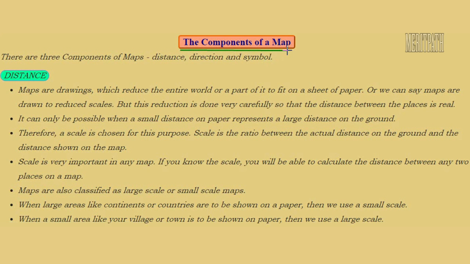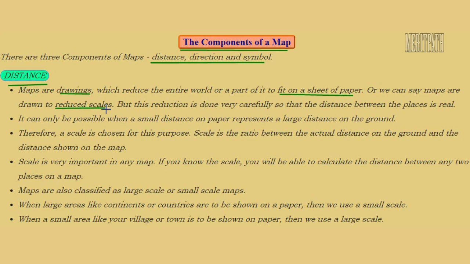Next, let's learn about the components of a map. The components of a map are distance, direction and symbol. First, let's talk about the distance of a map. Maps are usually drawings which reduce the entire world or a part of the world to fit into a sheet of paper. Or we can also say that maps are drawn to reduced scales.